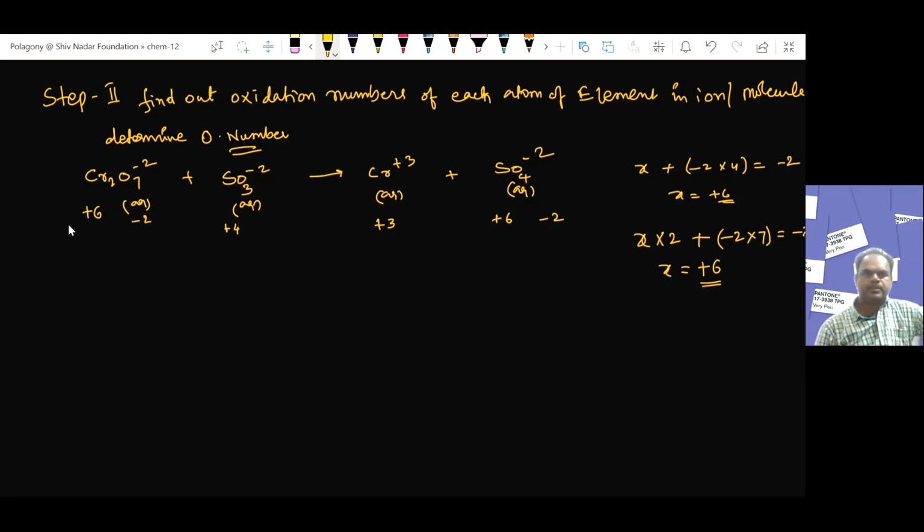So after assigning the oxidation numbers of each atom of the element in the molecule or in the ion, in step 3, find out the oxidizing agent in the ionic equation and reducing agent in the chemical equation, oxidizing agent and reducing agent.